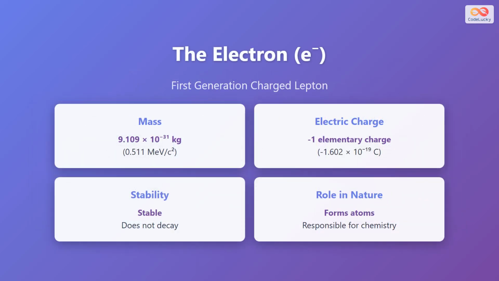Let's start with the electron, the first generation charged lepton. The electron has a mass of 9.109 times 10 to the -31 kilograms, which is equivalent to 0.511 mega-electron-volts per c². It carries an electric charge of -1 elementary charge, which equals -1.602 times 10 to the -19 coulombs. Unlike the heavier leptons, the electron is completely stable and does not decay. Electrons are responsible for all of chemistry, as they form the electron clouds around atomic nuclei and participate in chemical bonding.